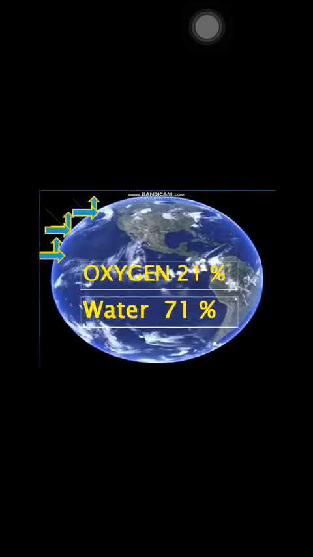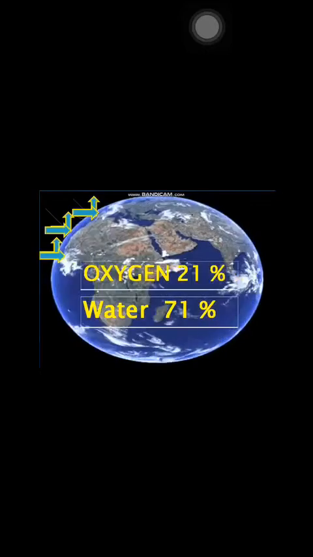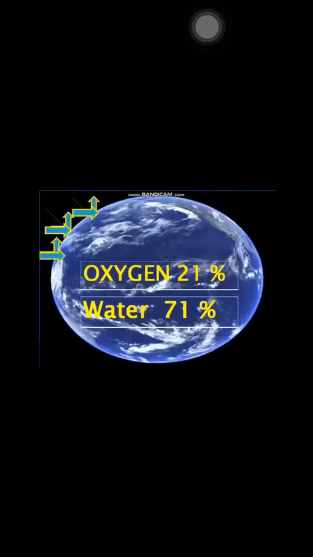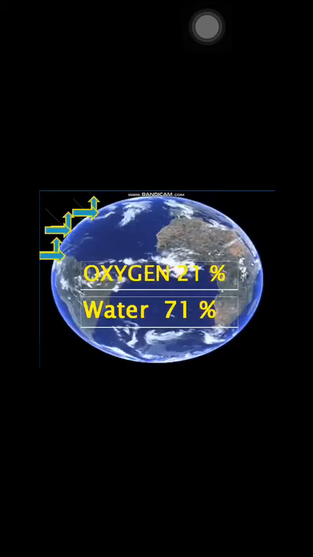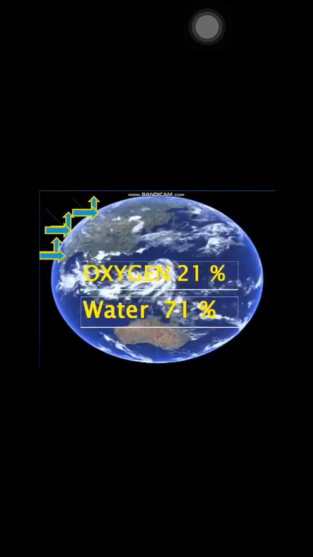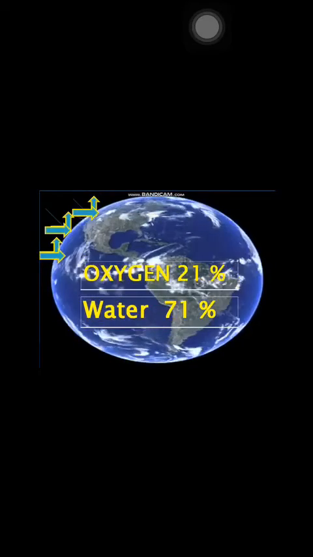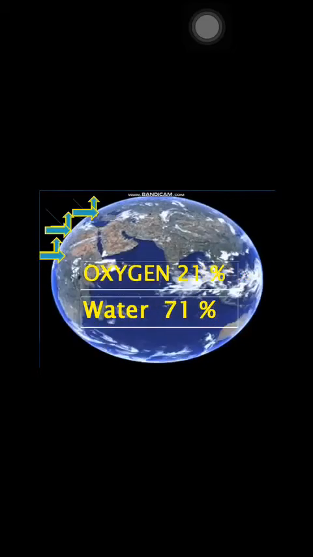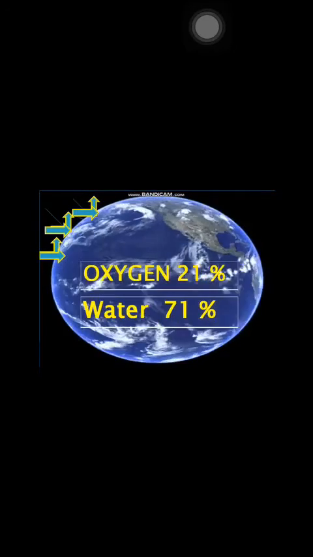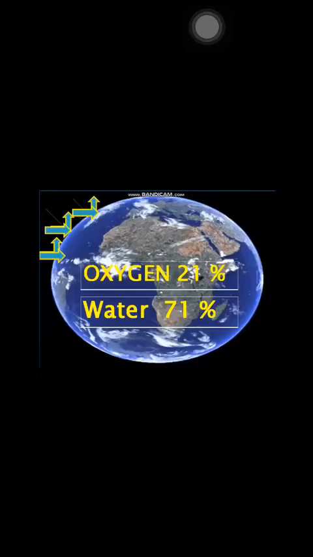The Earth's atmosphere contains a layer of gases which protects the Earth from the harmful rays of the Sun, and harmful solar radiation goes back into space.